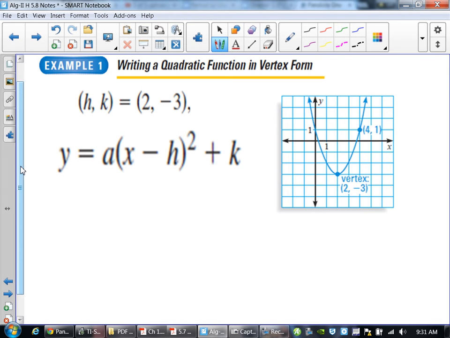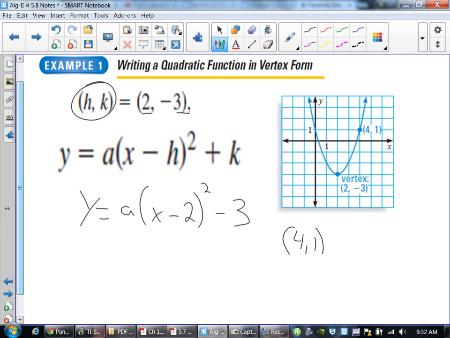So let's say you're given a vertex and a point, and you need to figure out the equation. Well, when you're given a vertex at 2, -3, that means that h and k are 2 and -3. So you substitute in, you get y equals a times the quantity x minus 2 squared minus 3. That's just what it would look like in generic setup. To finish out the model, you had to be given a point. You're given a point, 4 and 1.